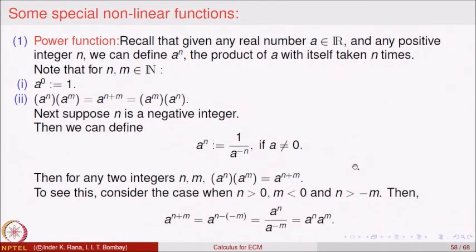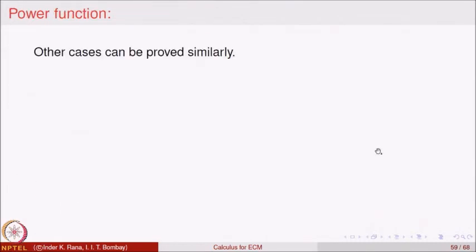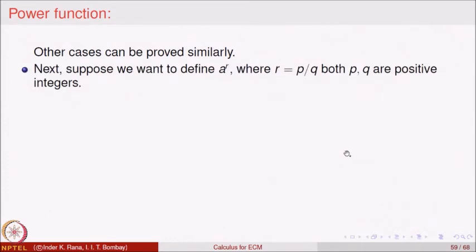So, you can give an elementary proof of this, or you can just rewrite and then do it. Other cases can be proved similarly for integers. Now, let us next look at a rational number r, and we want to define a raised to power r, where r is say p by q, where p and q are both positive. So, we are looking at positive rationals.